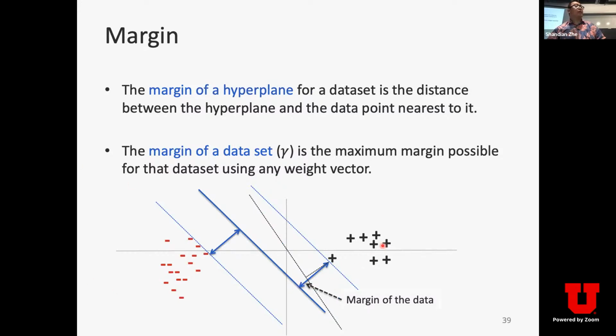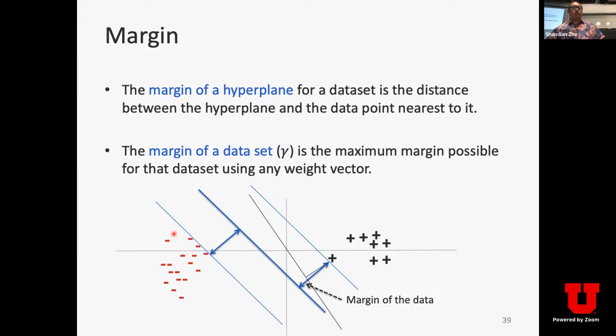Going back to this data set again, you can imagine we can draw many separating hyperplanes. If we want to find a hyperplane whose margin is the largest, then we define this largest margin as the margin of the whole data set. Does it make sense? Any question? Okay, so you can imagine I can draw one separating hyperplane like this, I have a margin. I can draw another separating hyperplane here, I got another margin. I just look at which separating hyperplane has the largest margin, and I use that margin as the definition of the margin for this whole data set. Okay.